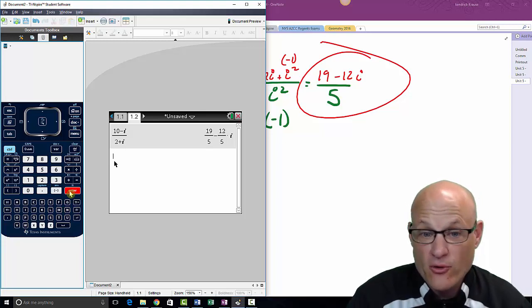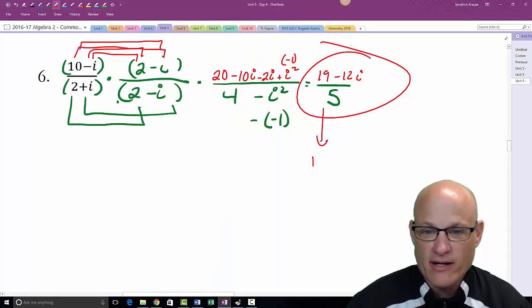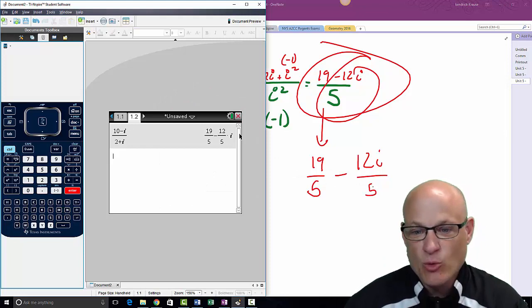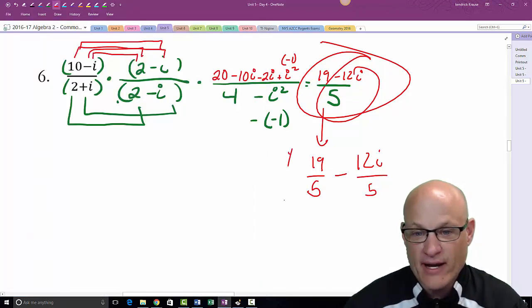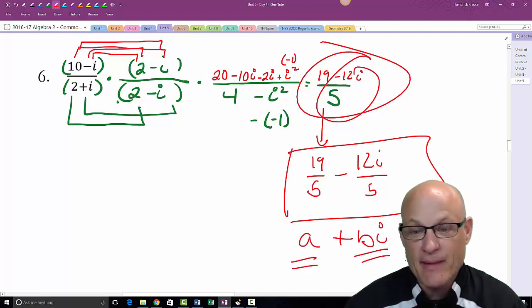It rationalized it for me. Now, what it wrote it as is 19 over 5. So if I take this part right here and I write 19 over 5 minus 12i over 5. Same thing. In fact, this would actually probably be a better answer because this is in what's called a plus bi form. The real part and the imaginary part.